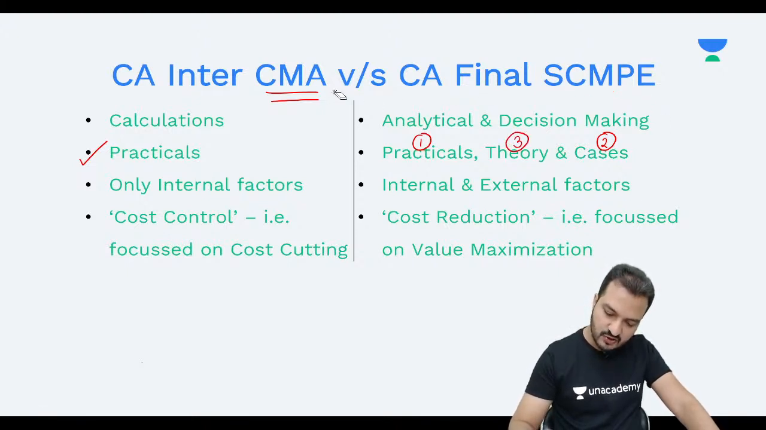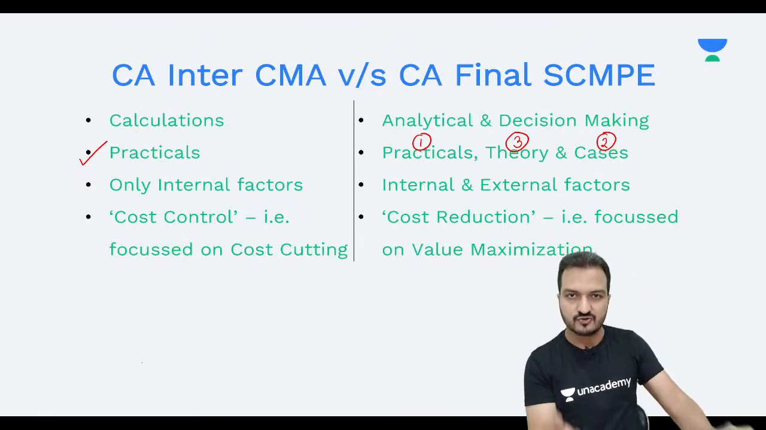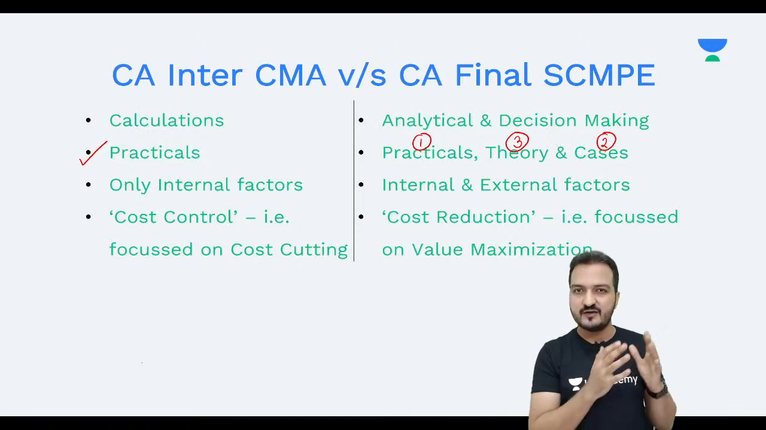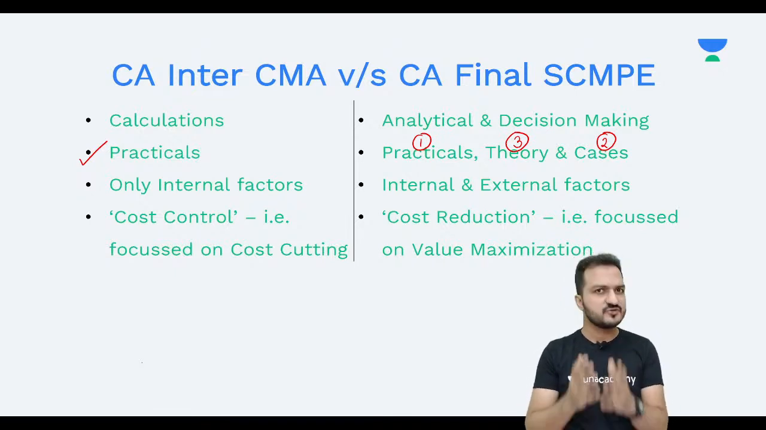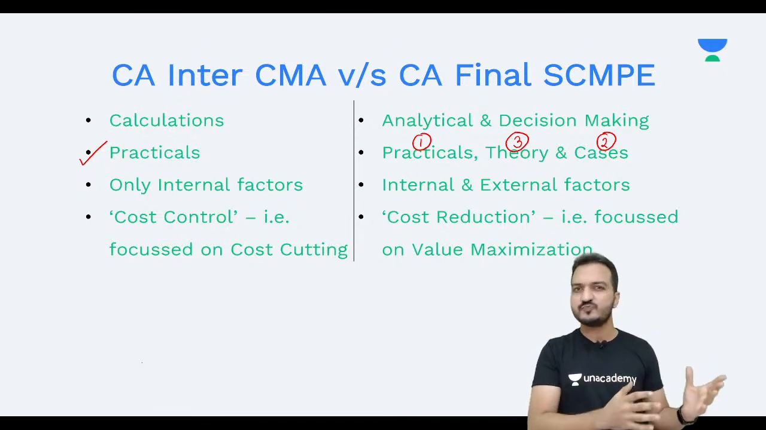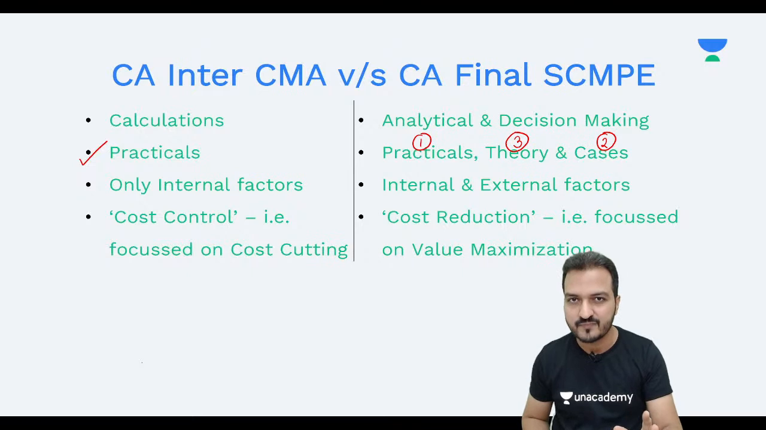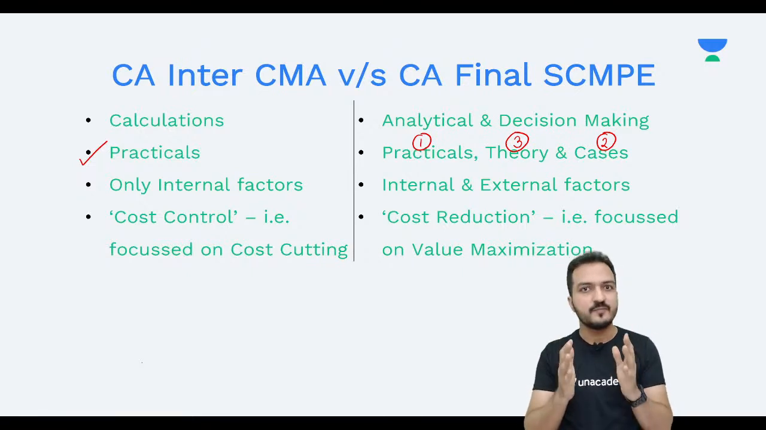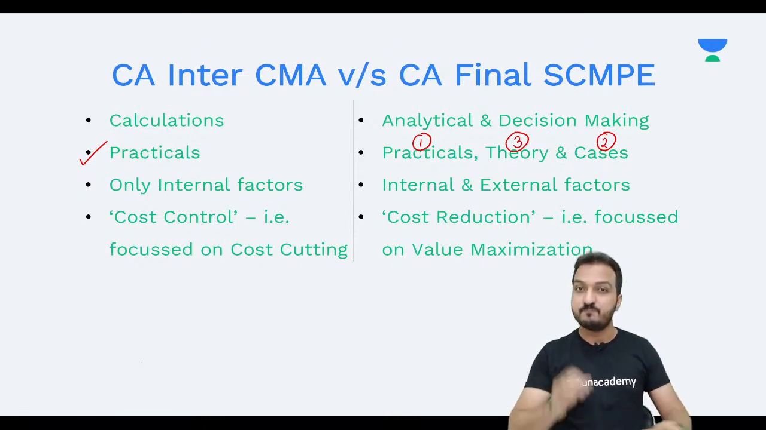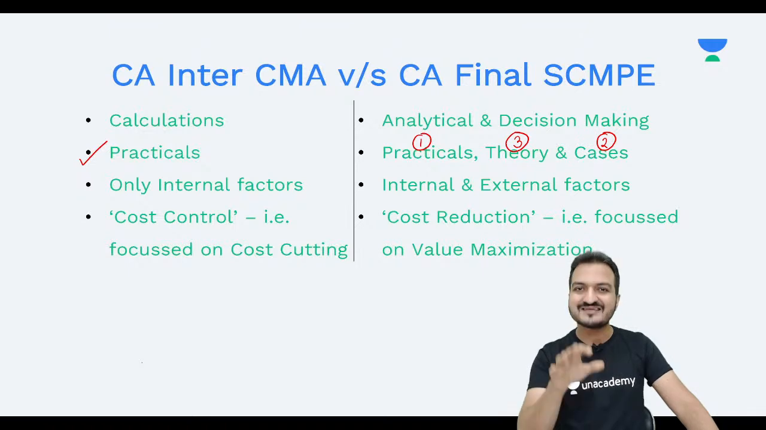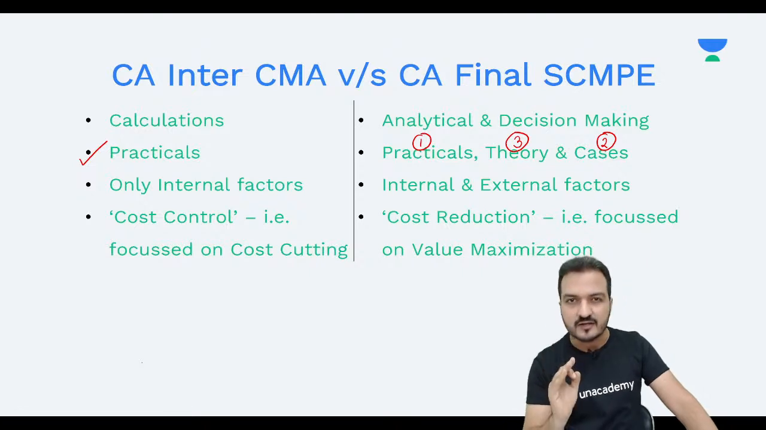Again, this is one of the misconceptions. Many of your seniors might have told you, like those of you who have freshly cleared CA Inter exams and are planning to start CA final coaching, that CA final costing is now 80%, 90% theory. Well, trust me, it is not. By the end of my session here, I will prove it to you that CA final costing is still more than 70% practicals.